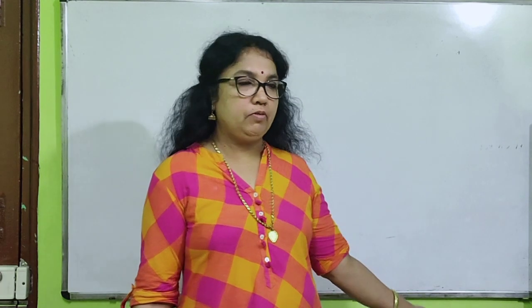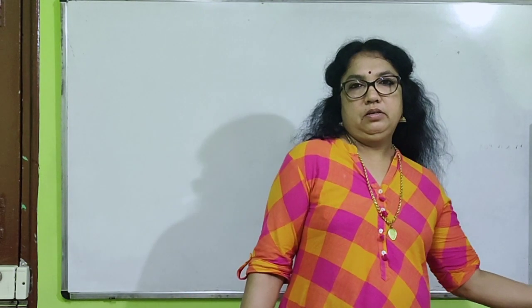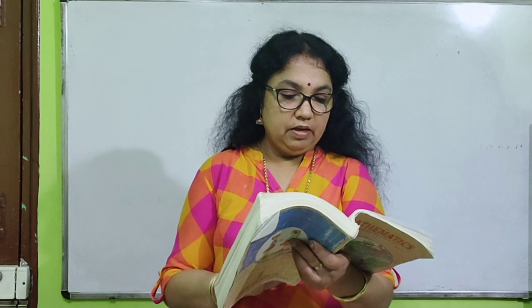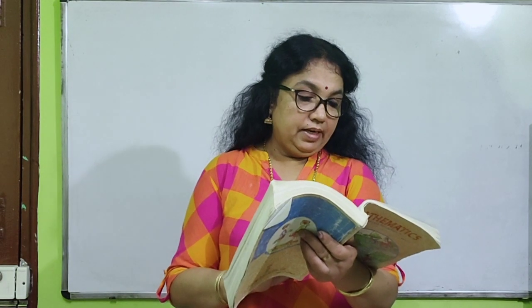Today I am going to solve exercise 2.4. That is optional only, but I am solving it anyway. Look, we have already done this type. The first question in this one is: verify that the numbers given alongside the cubic polynomials below are their zeros. Verification we have to do. Then we have to verify the relation between the zeros and the coefficients in each case.